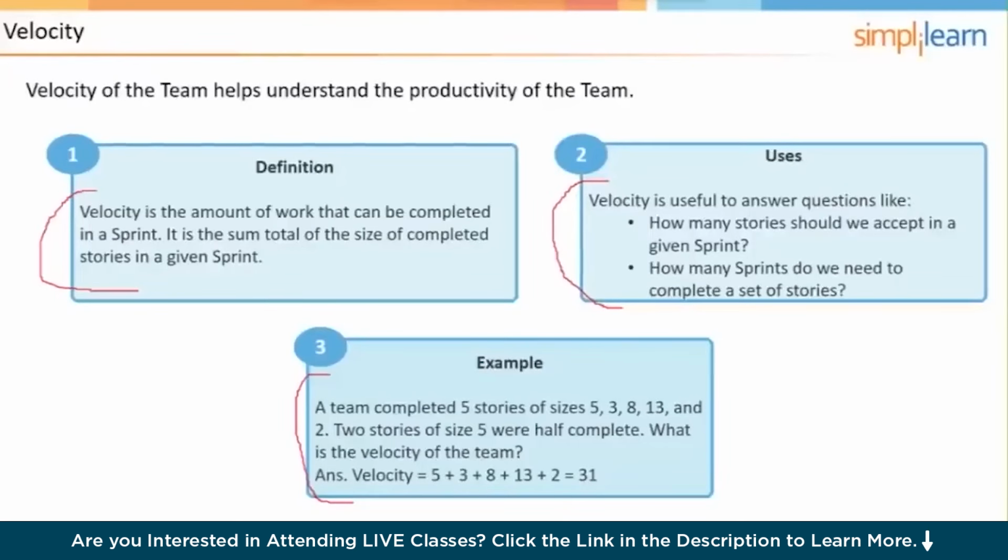In box number 3, a team completed 5 user stories that were sized 5, 3, 8, 13, and 2. 2 user stories, each sized 5, were left half complete. What is the velocity of the team? And the answer is either going to be 31 or 36. 31 is the sum of the completed user stories. If you were 36, you were claiming half of the 2 that were 5. So that would be a total of 10. So you claim half of it, which would be 5, would take you to 36.